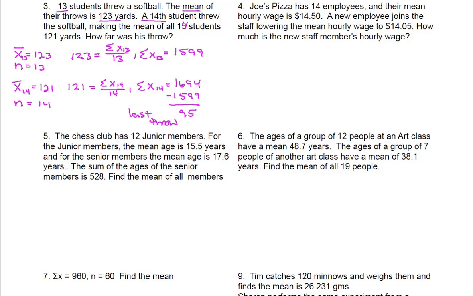So what I want you to do now is pause this and try number 4 on your own. There's 14 employees, but then there's a new 15th employee added. It's really similar. Figure out the new employee's hourly wage. When you get done, start back up again, and then we'll talk about it together.